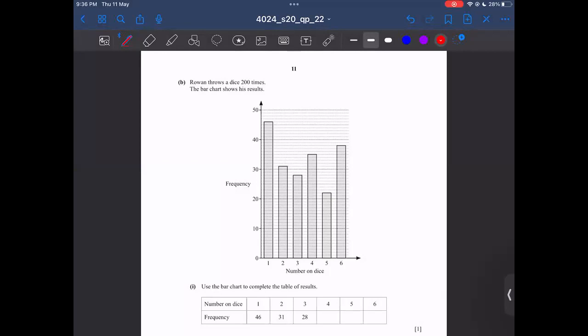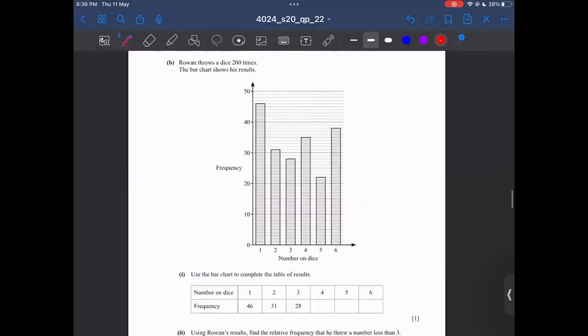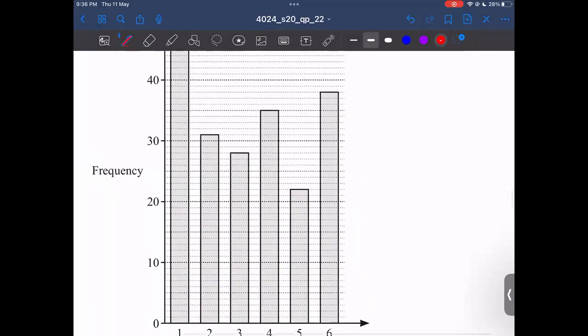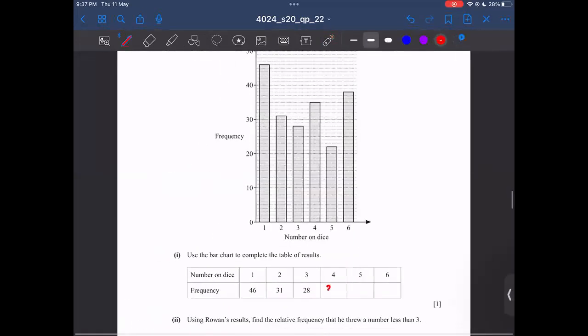Let's understand what value we have against 4. We have 10 boxes, 1, 2, 3, 4, 5, 6, 7, 8, 9, 10, between 30 and 40, a difference of 10 values. After 30, we have 5 boxes, so the value for 4 is going to be 35 here. The 5 value is 22 here. The 6 value is going to be 38 here, because before 40 we have 2 boxes. So we first fill up the table. We got 1 mark for this.